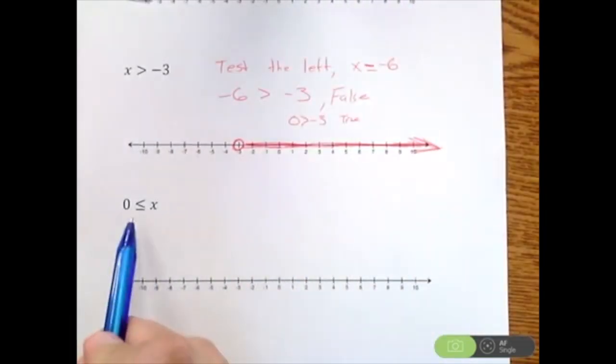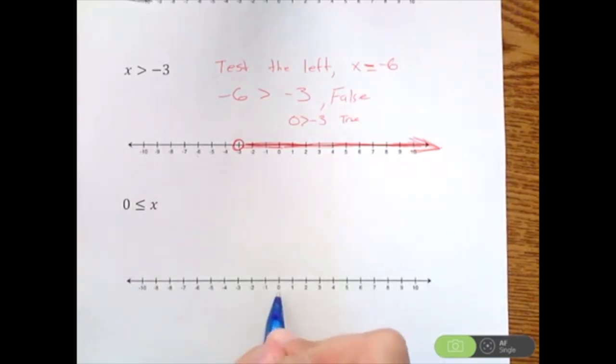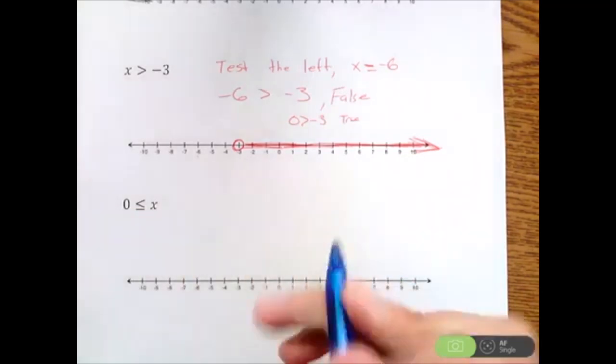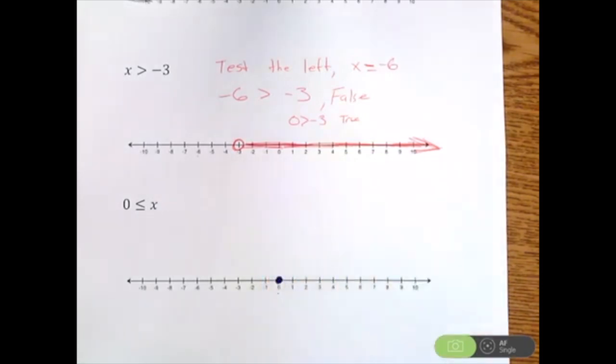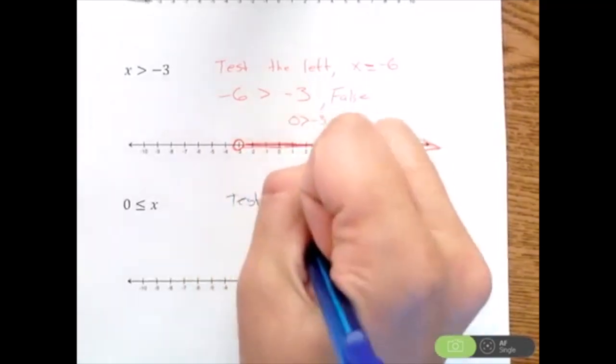Last example I'm going to show you. 0 is less than or equal to x. So my number is 0 right in the center, and because of the inequality, because we're less than or equal to, I need a filled-in circle at 0. So I've got to figure out, are my solutions to the left or to the right? You can pick one way or the other, it doesn't matter. Let's test the right this time.